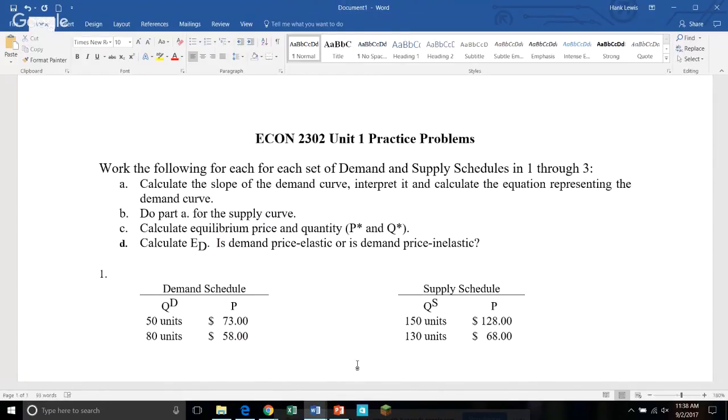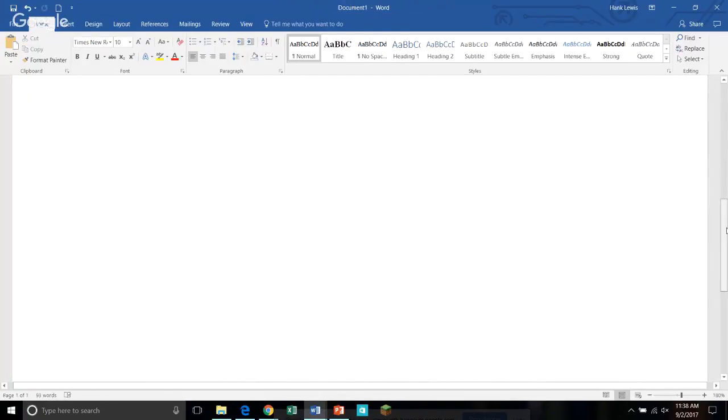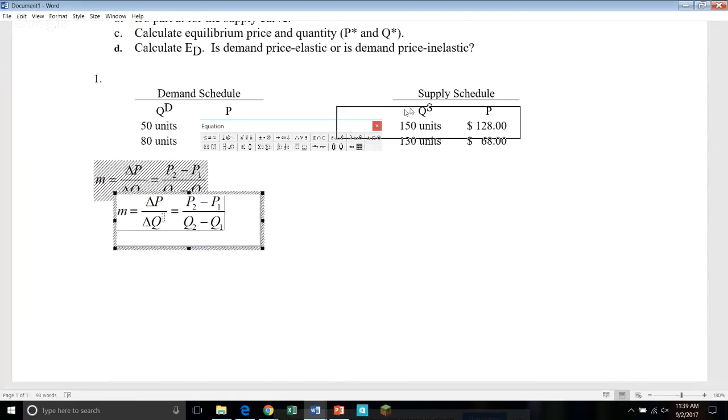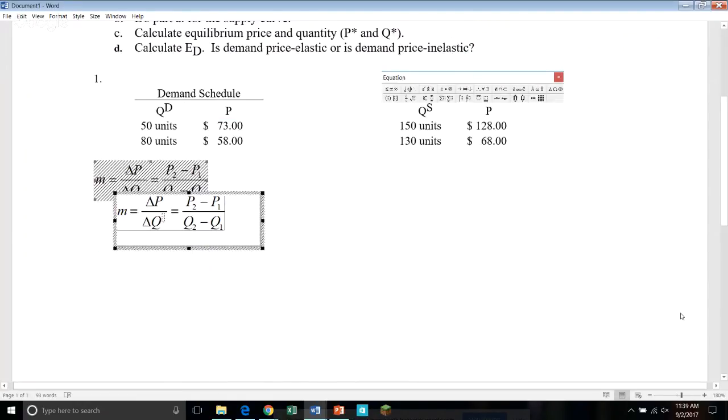So I've copied problem number 1 over here, and one of the things that I always like to do when I'm working this stuff is, you would be doing this by hand, obviously, I'm using formulas so it's easier to read for everybody, I always copy the formula first. I'm using MathType here, or Equation 3.0. I like to use it because it's convenient to use.